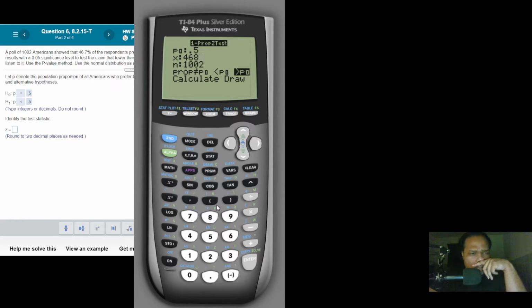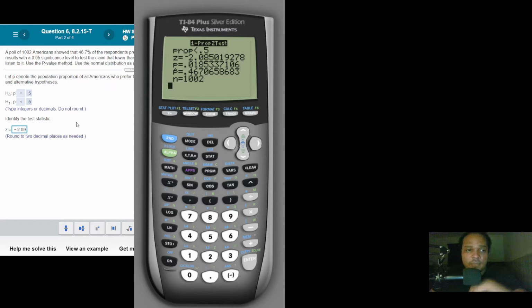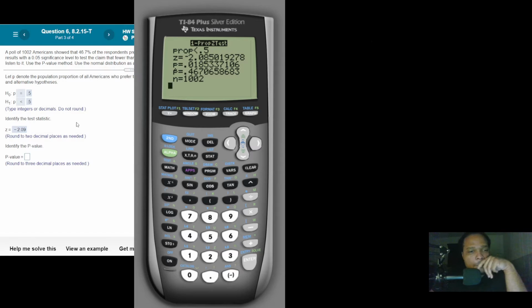All right. We're choosing less than for our claim test. We're going to go down to calculate. There it is. So your z this time is going to be negative. They wanted 2 decimal places, negative 2.09. All right, the p-value is going to be 3 decimal places, 0.019.